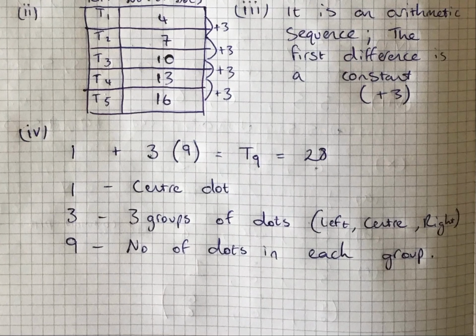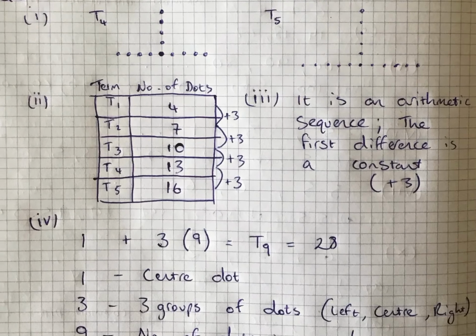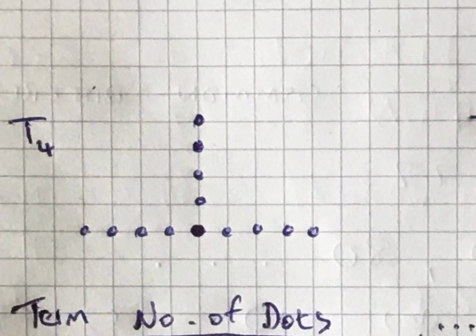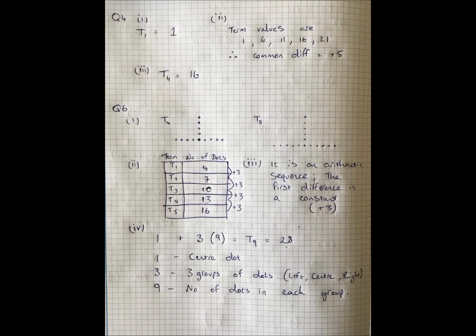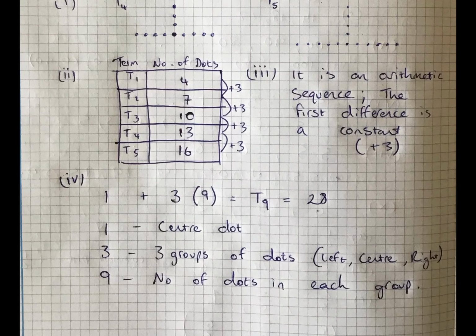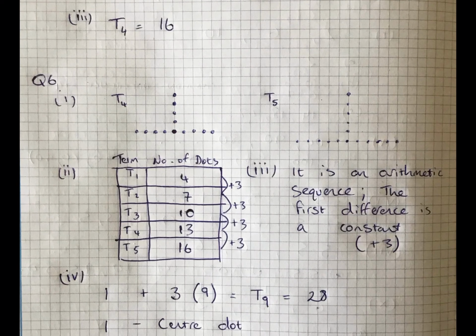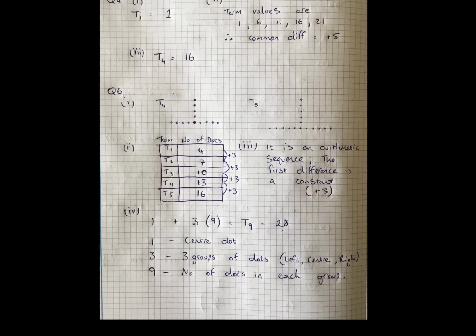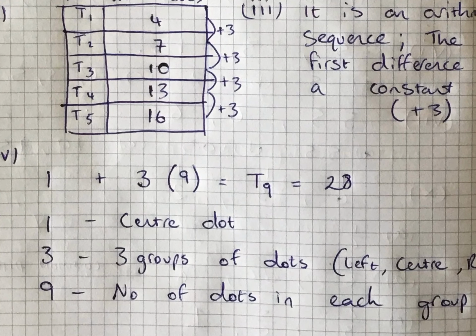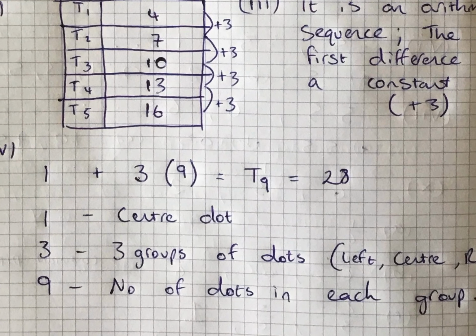So what I've done is I've broken it down into what's actually happening. So I've got 1. Okay, a 1 is representing the center dot. If you look at term 4 there, the big blue dot in the middle, that's the center dot. Okay, I've got the plus. Okay, so I'm adding 3 times 9 in my formula here. So 3 is the groups of dots. Remember, I've got a group on the left, a group on the right, and a group in the middle. So it's 3 times whatever number of dots are in each group.